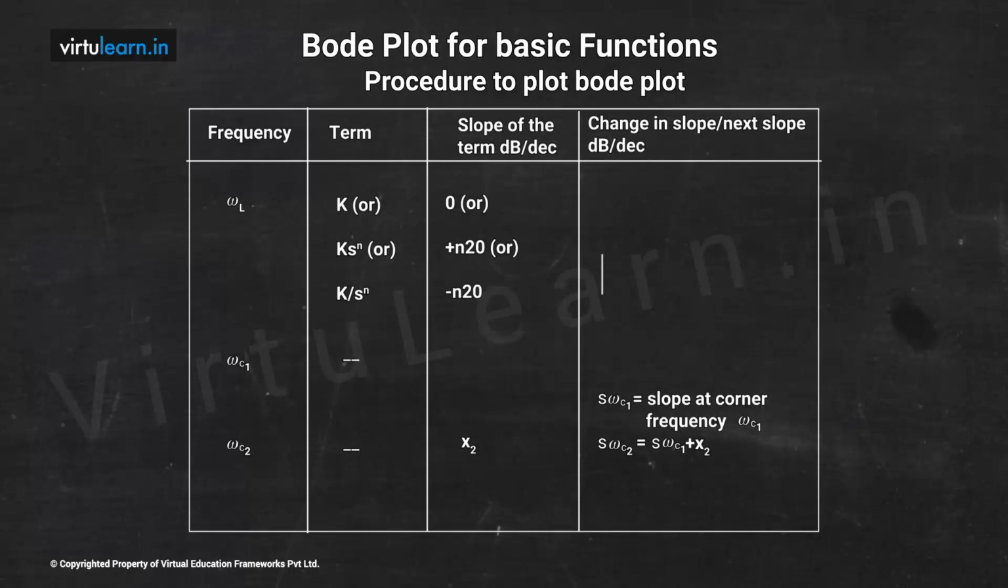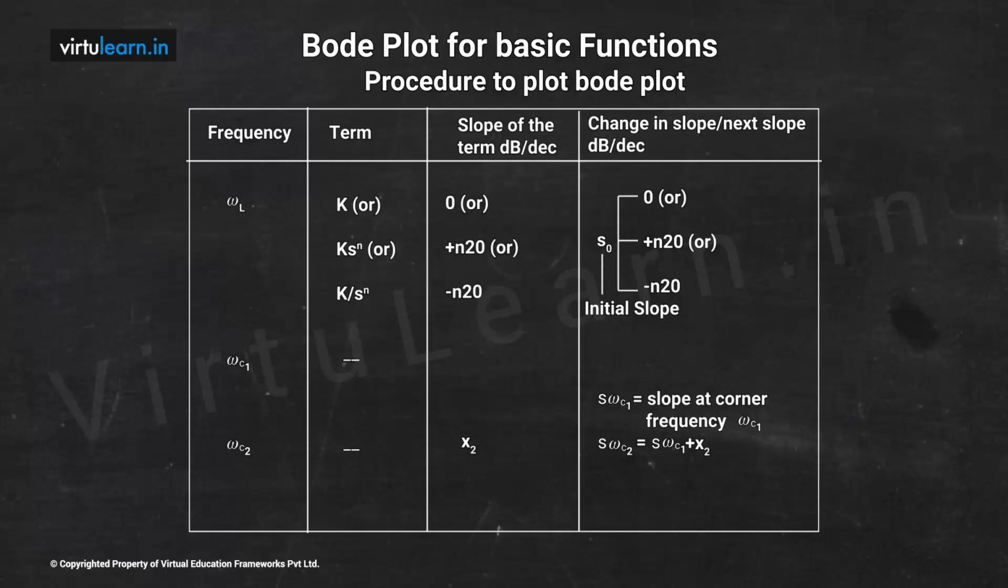Next, we assume this slope as S naught. So S naught I am taking as the initial slope. This is the initial slope of my magnitude plot in the lower frequency end. Therefore, I will assume it as S naught. That S naught is either 0, or plus n into 20 dB per decade, or minus n into 20 dB per decade. Any one from these three as S naught. This is the first row we need to fill.